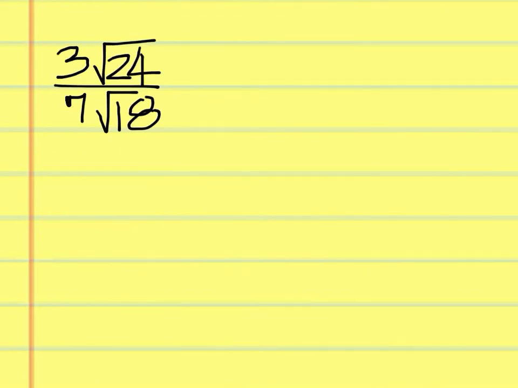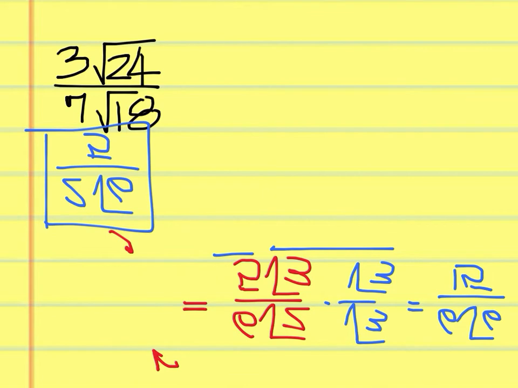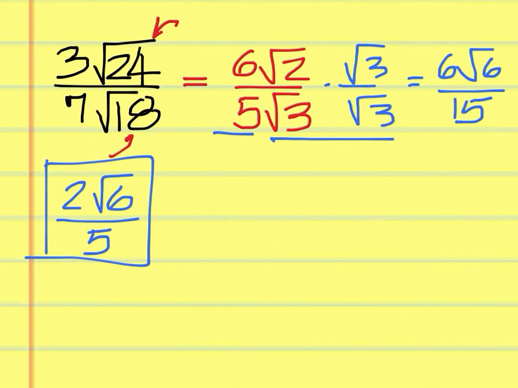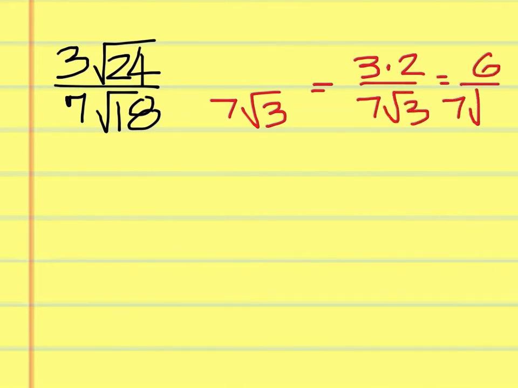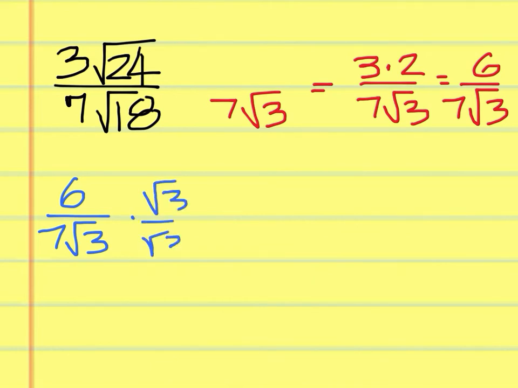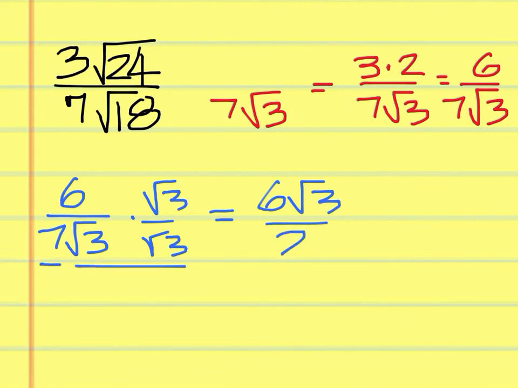And we can simplify the 24 over 18 first. You can take a 6 out of both to come up with square root of 4 over square root of 3. And notice that the square root of 4 is 2. So on the top, you could have 6 over, and then over 7 square root of 3. You're going to have to multiply the top and the bottom by the square root of 3 and get 6 square root of 3 over 7 times 3, which is 21. But you can still reduce 6 and 21. 3 goes into 6 twice, and into 21 7 times.